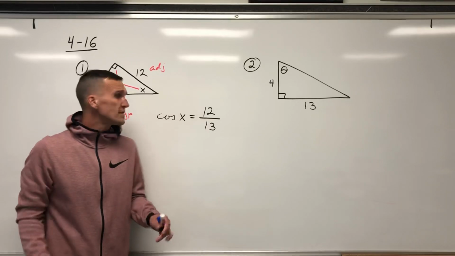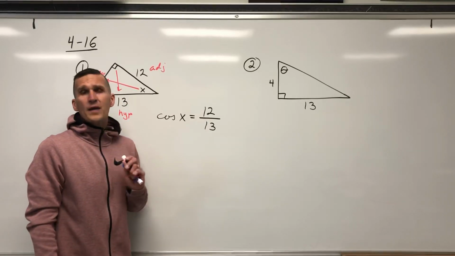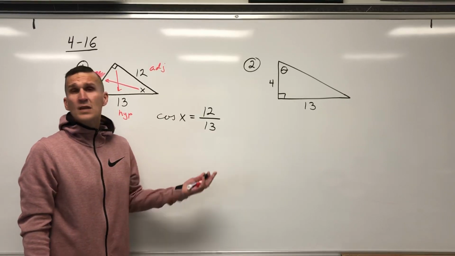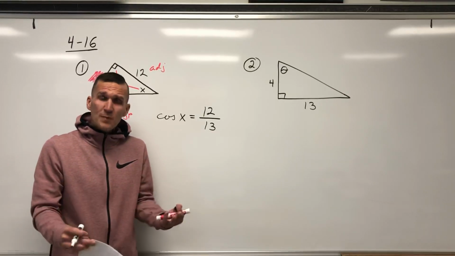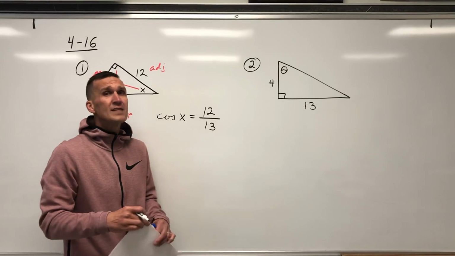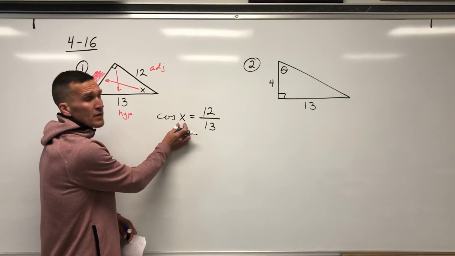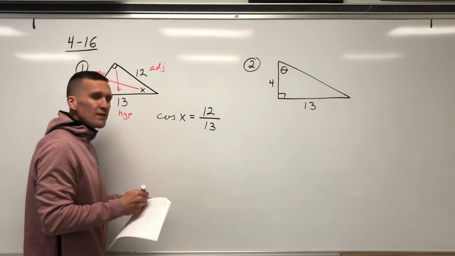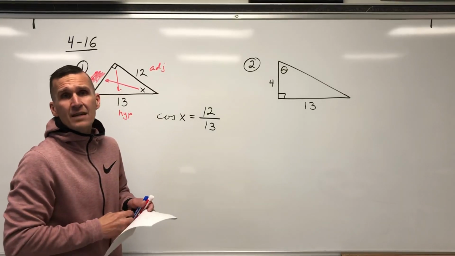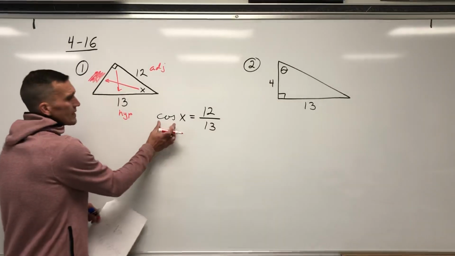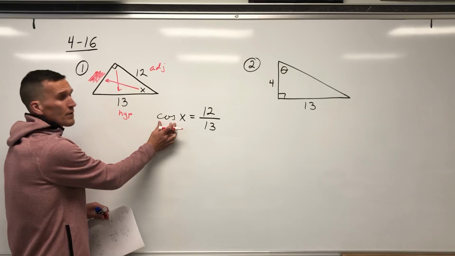I've seen in the past, kids say, oh, I divide both sides by cosine, and then they'd even mess that up. They take the cosine of 12/13. Please don't do that. There is a little special way to get rid of trig functions if you want to get rid of the trig function, leaving the variable. In order to get rid of any trig function, you have to do the inverse of it.